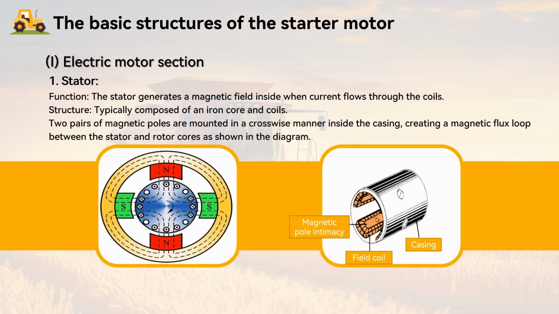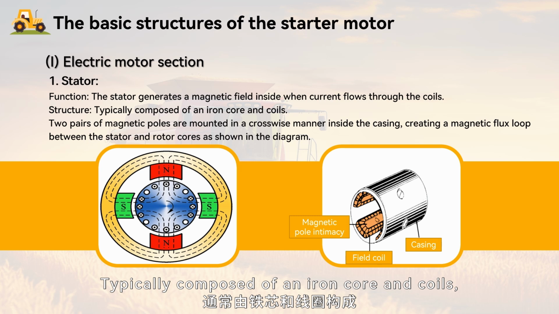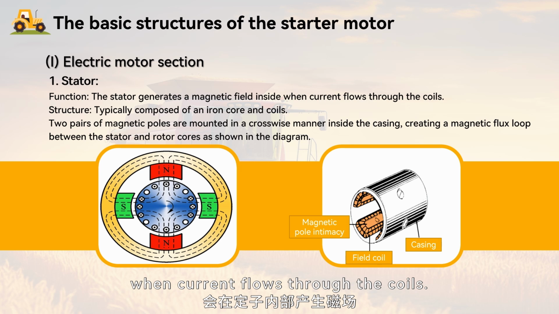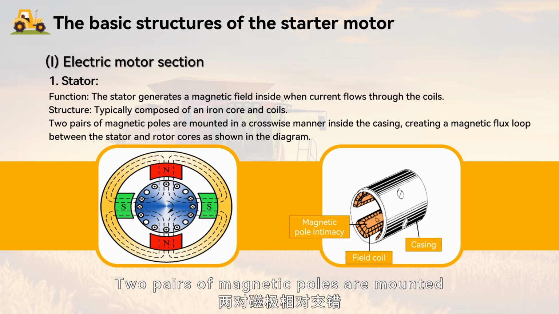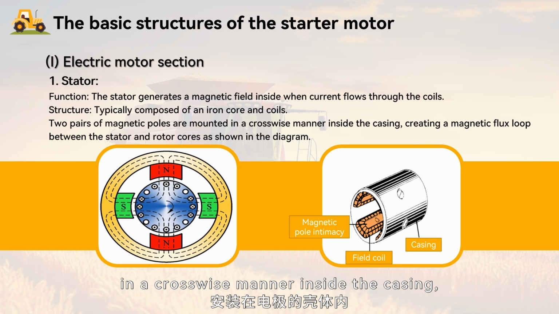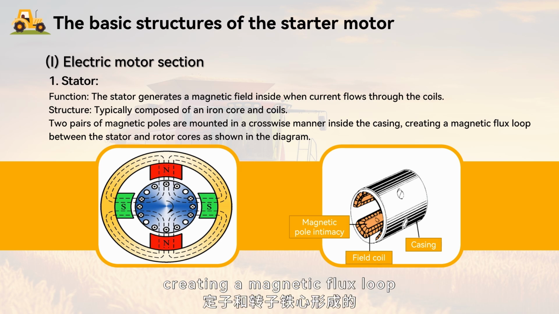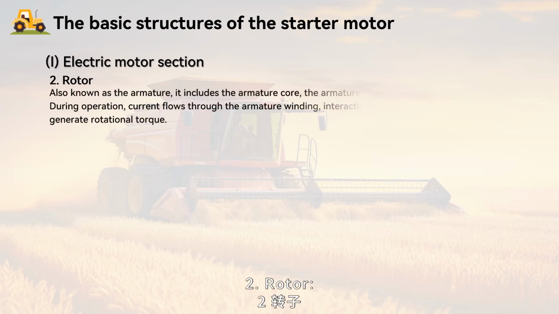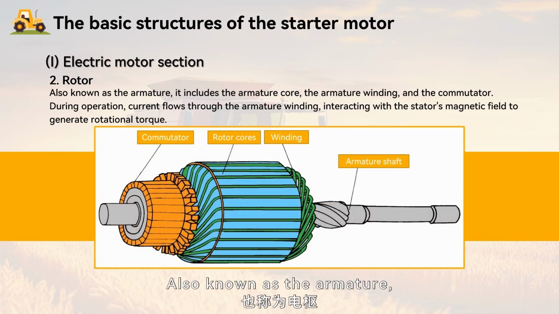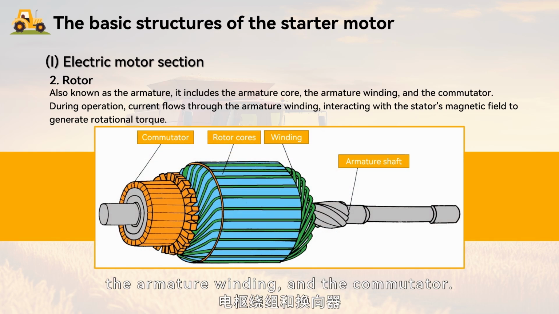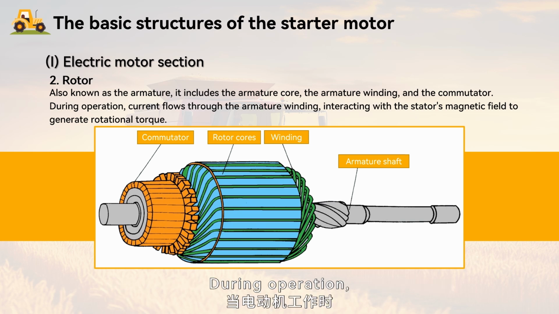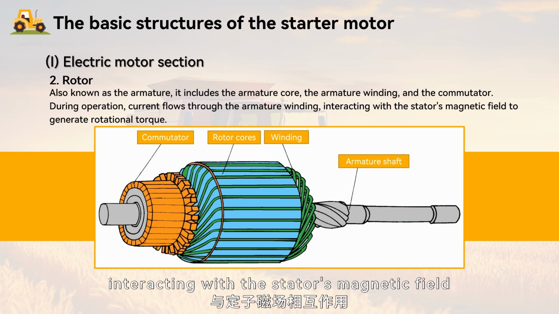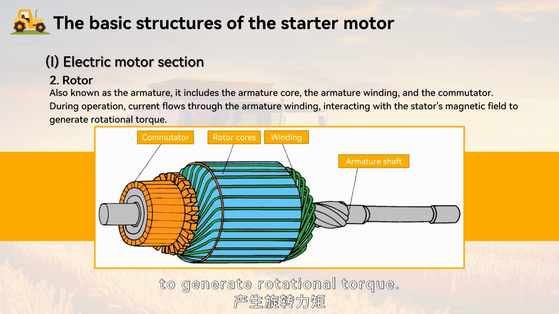1. Stator. Typically composed of an iron core and coils, the stator generates a magnetic field inside when current flows through the coils. 2 pairs of magnetic poles are mounted in a crosswise manner inside the casing, creating a magnetic flux loop between the stator and rotor cores as shown in the diagram. 2. Rotor. Also known as the armature, it includes the armature core, the armature winding, and the commutator. During operation, current flows through the armature winding, interacting with the stator's magnetic field to generate rotational torque.